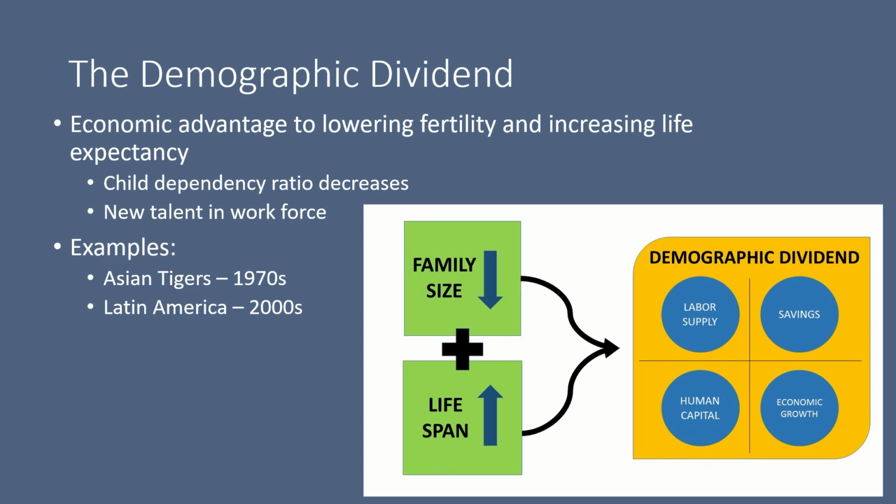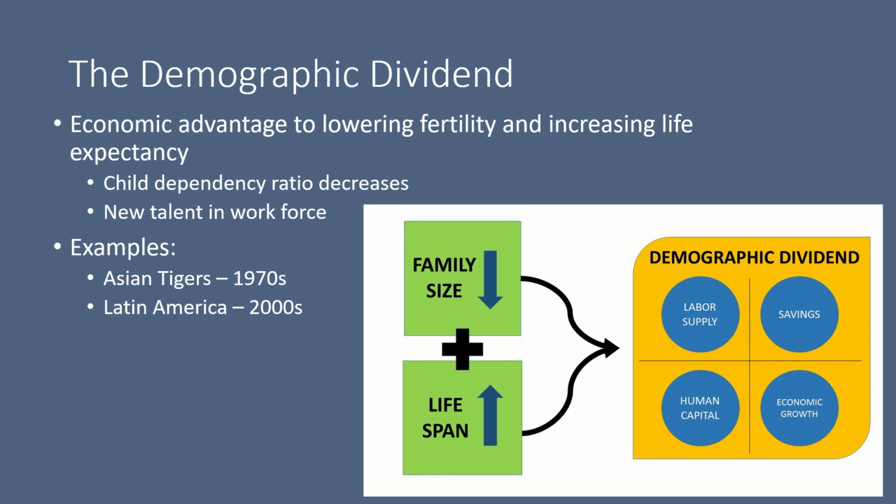The child dependency ratio, as we talked about last time, decreases with declining fertility, freeing up a lot of resources for society. The decrease in fertility is very much linked to women's empowerment and women's workforce participation. This allows for new talent in the workforce. Some notable examples are the East Asia countries, referred to as the Asian tigers. Starting from the 1970s, it really radically changed their cultures and societies based on declining fertility rates and women empowerment. The same thing happened in Latin America in the early 2000s.